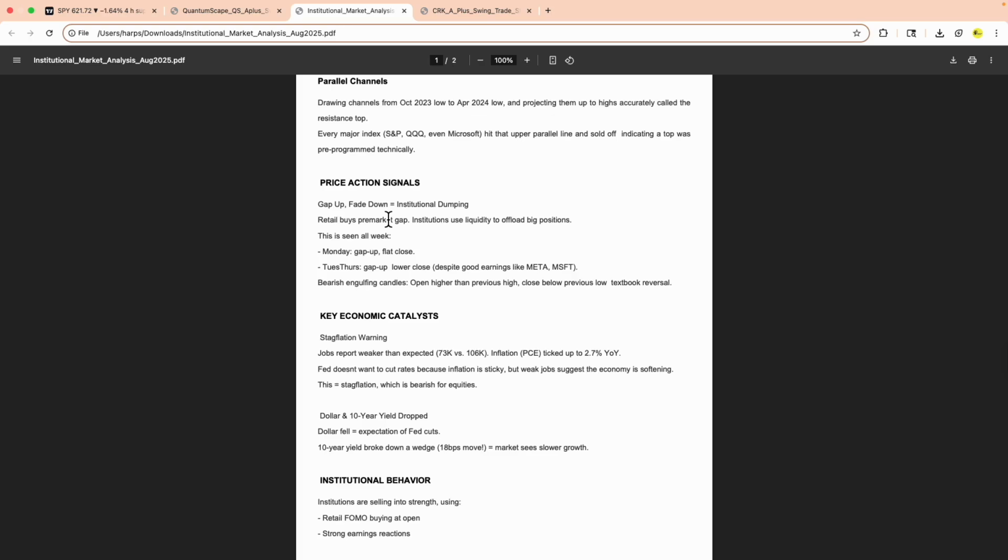What is this? Gap up, fade down. If you realize last Monday, Tuesday, Wednesday, Thursday what is gap up and fade down, I will explain it to you in a second. Retail buys pre-market gap. Institutions use liquidity to offload big positions. This is seen all week, Monday.